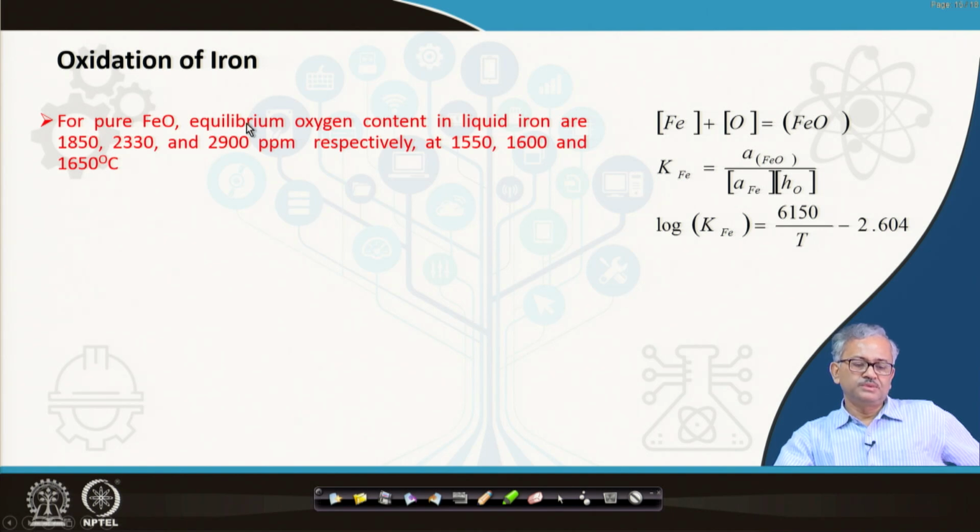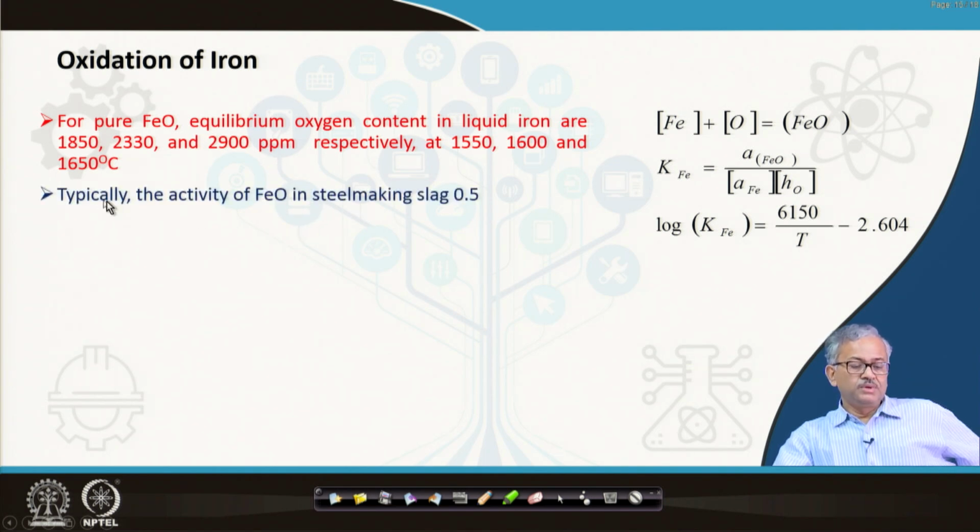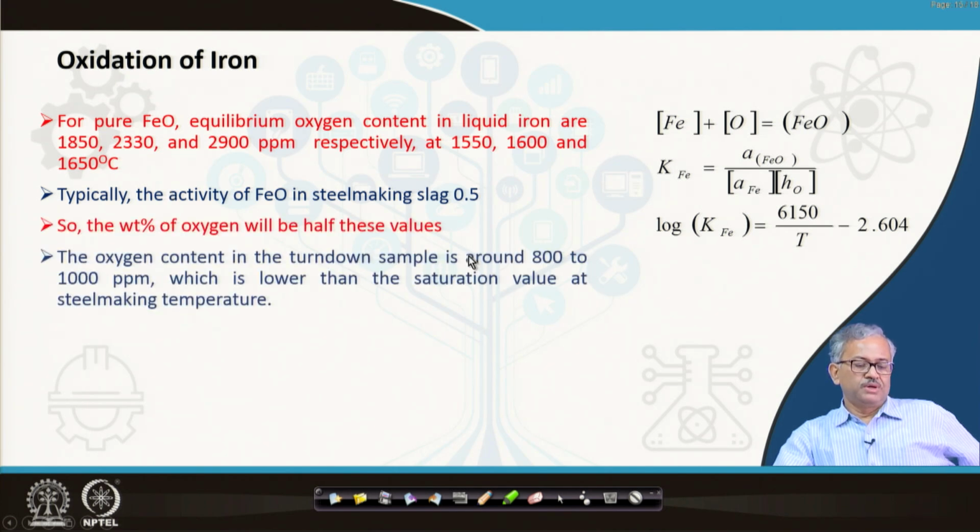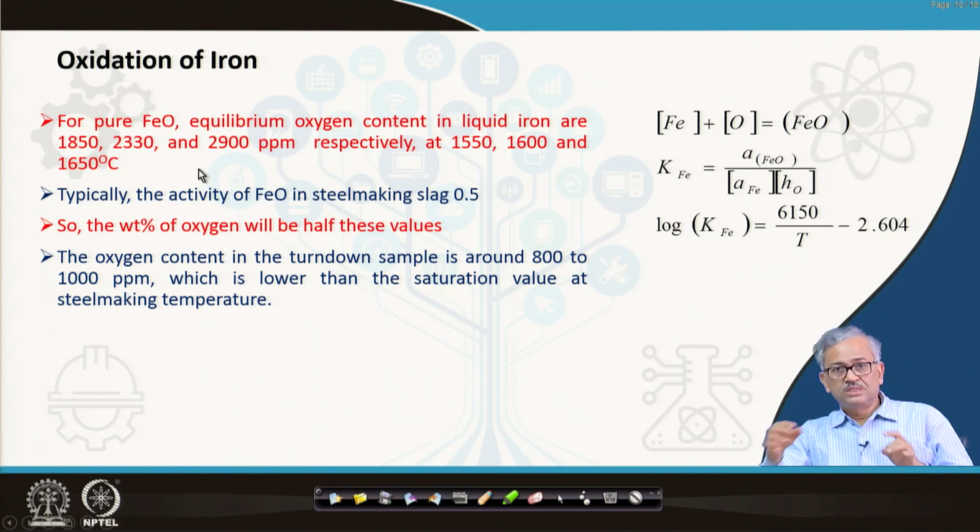For pure FeO, the equilibrium oxygen content in liquid iron you can calculate at different temperatures, 1550, 1600 and 1650, using this formula, and you will get values like 1850, 2330, 2900 ppm. Okay. And typically the activity of FeO in steelmaking slag is 0.5. So if you take the activity of FeO as 0.5, then this value will be just half. So at 1600 degrees centigrade, it will be 1165 ppm. Now this is the oxygen that you can theoretically calculate. Actually, the oxygen content in the turned-down sample is around 800 to 1000 ppm.